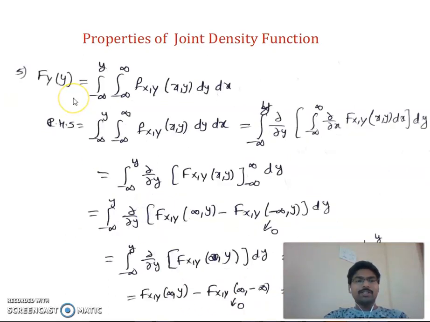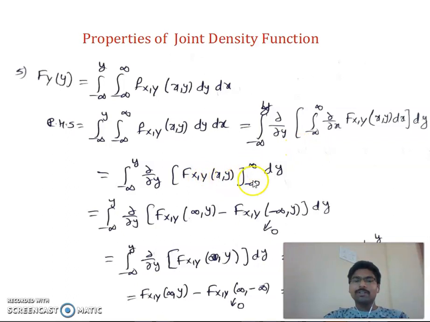Similarly, we can prove this for Fy of y also. Fy of y is equal to the integral from minus infinity to y, minus infinity to infinity, of fx,y of x, y dx dy. Substitute the definition of this one here, that is, del square by del x del y into Fx,y of x, y dx dy. Here we integrate with respect to x first. Why? Because here the limit is y. So integrating with respect to x here, derivative and integration are getting cancelled.